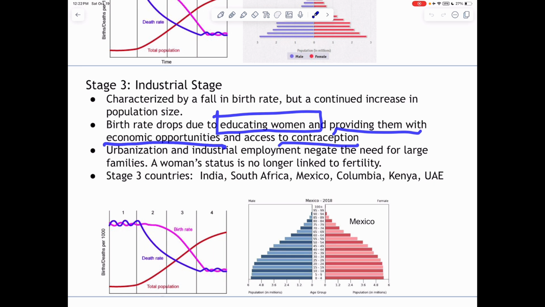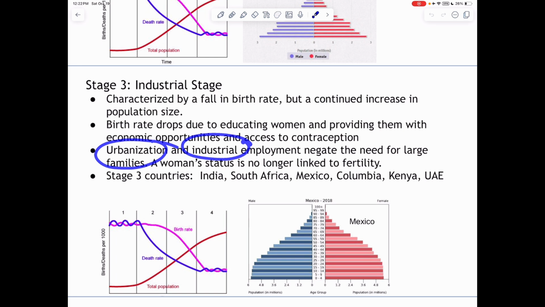This is huge. When you have women who are educated, when they have opportunities, they don't want to be at home tending to children. And then it allows for this urbanization to happen. Therefore, we don't need large families anymore because we have this urbanization and industrialization. We don't need the labor force like we did before because we have that in the form of industrialization and urbanization. Most important, a woman's status is no longer linked to her fertility. It's a big movement, and because of that, the birth rate is going to drop.